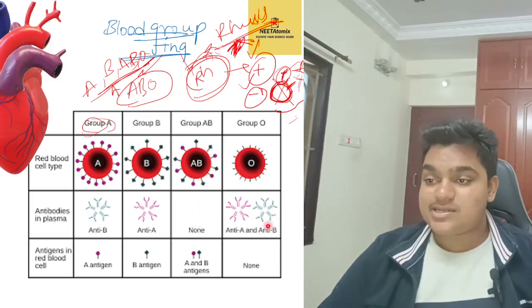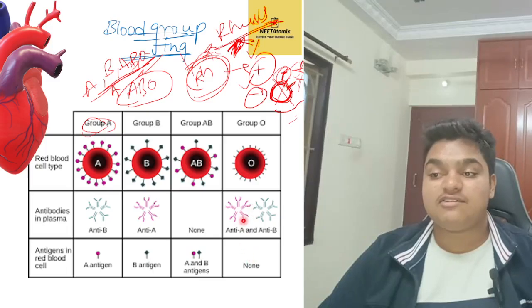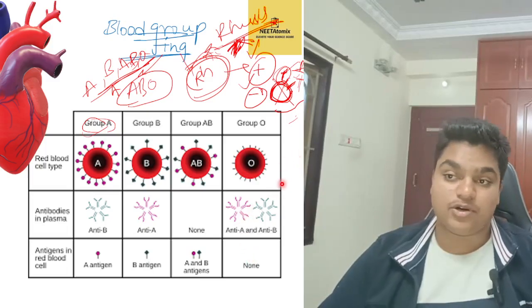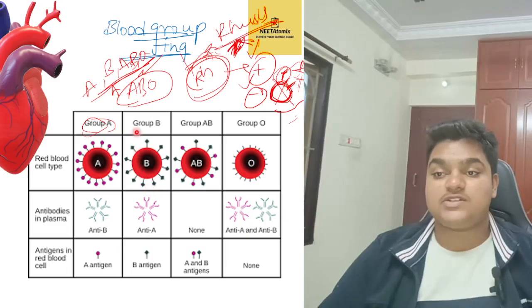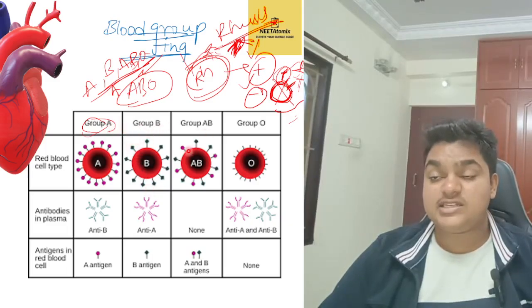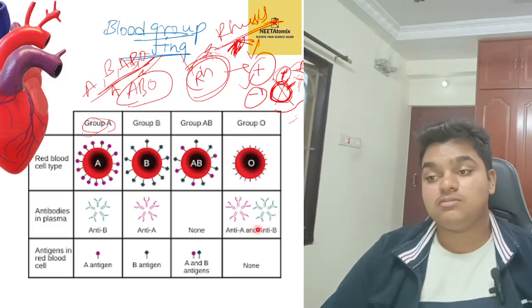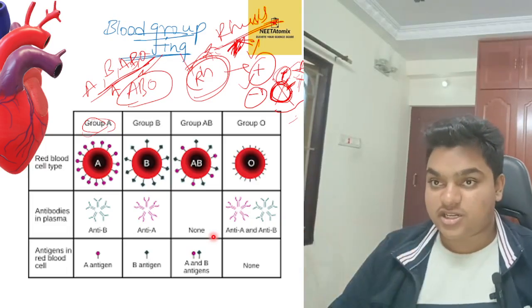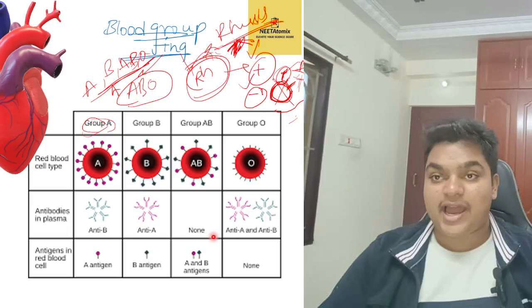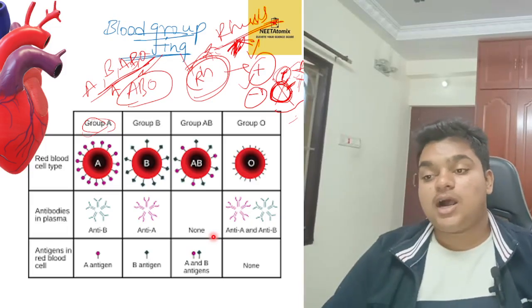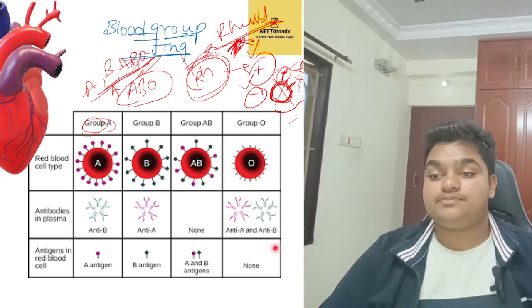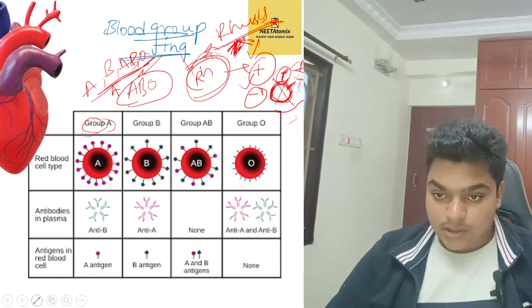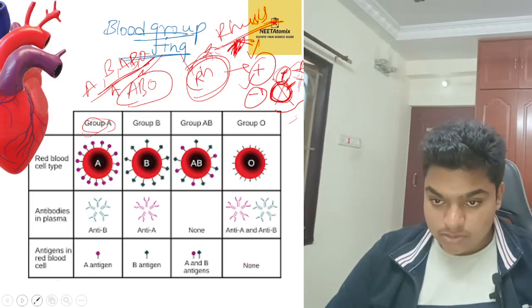But this cannot act as a universal recipient because it has both anti-A and anti-B antibodies. So if you transfuse any of these three blood groups into this O blood group person, antigen and antibody interaction happens, the immune system activates and the RBCs are destroyed. Next one, I'll be showing you another image also.